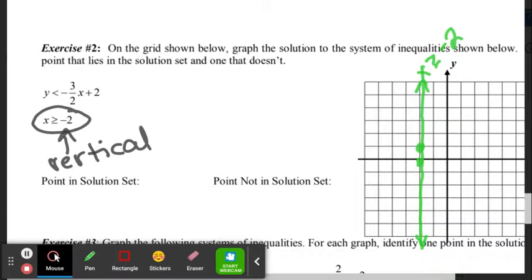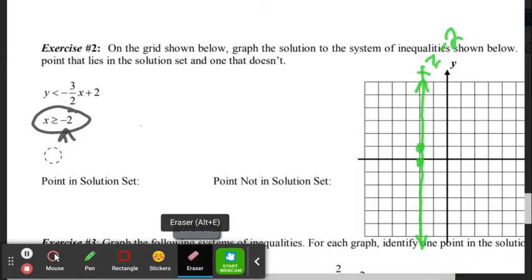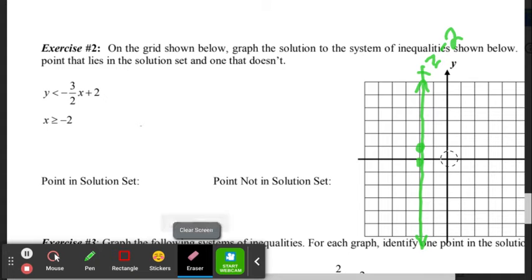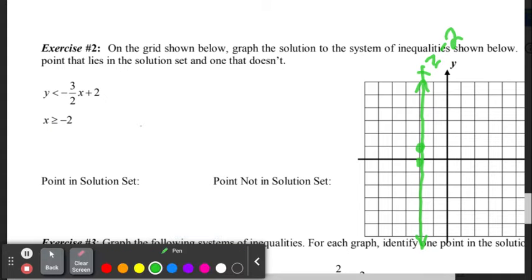Now I'll do a test point. Erase this. So I'm going to just use my good old 0, 0. Plug a 0 in for x. That is true. 0 is bigger than -2. So I shade on the side of 0, 0.